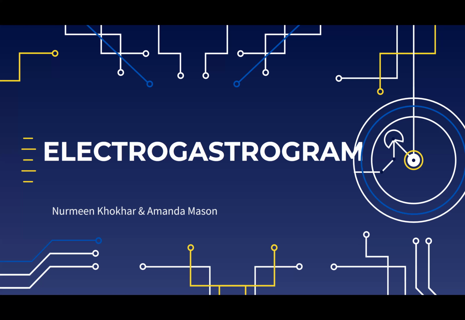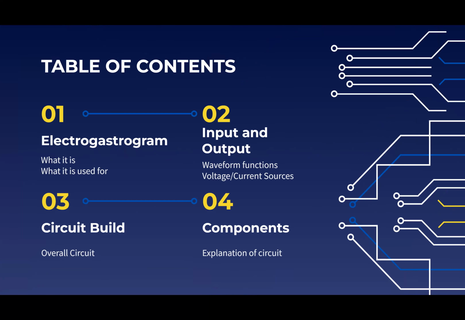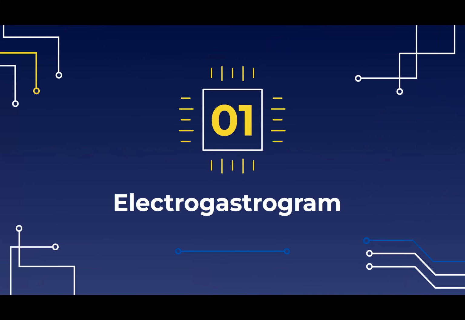We will be doing our project on the electrogastrogram. So this is a little table of contents of what we will be talking about. We'll start off with what the electrogastrogram is and what it's used for, and then I'll go in on the input and output variables. And then we will talk about the process of building our circuit and the different components, and why we have it built this way.